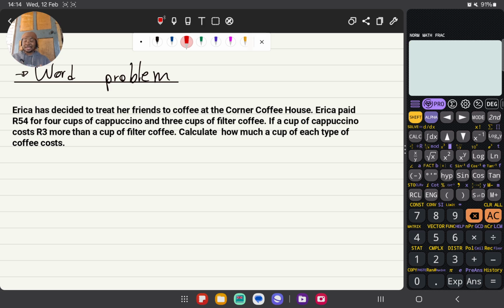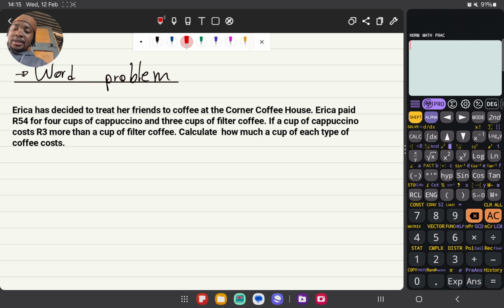I know I messed it up, I had to say 4 cups of cappuccino. Cool stuff. If a cup of cappuccino costs 3 rands more than a cup of filter coffee, calculate how much each type of coffee costs. So we have 2 types of coffees, that's cappuccino and filter coffee.